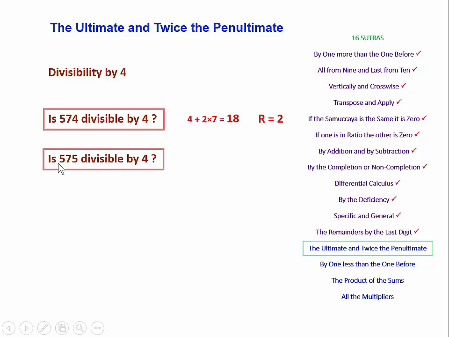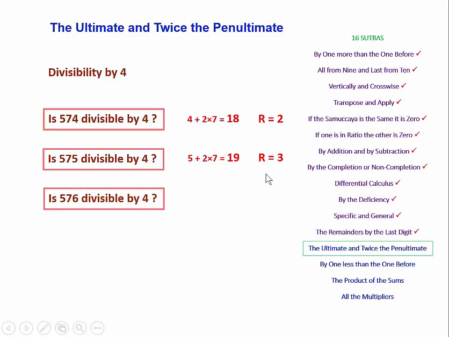And similarly, if it was 575, divisible by 4, you would do the 5 at the end, and twice the 7. 19. So the answer is no, but the remainder is going to be 3, because once you take 16 away, you're left with 3. For 576, we do 6 times twice 7. We get 20, and 4 divides into that, so the answer to the question is yes, and the remainder is 0.